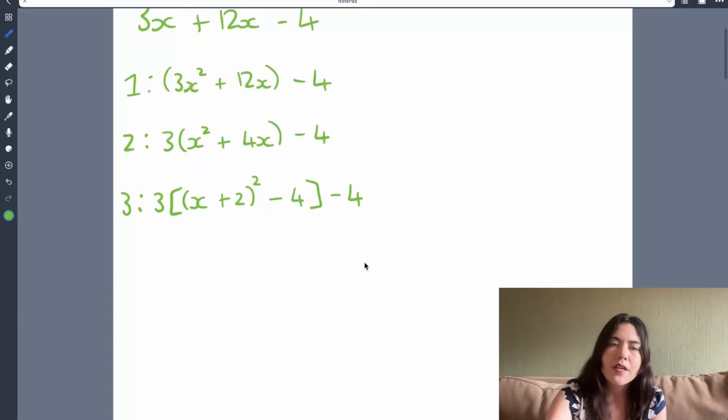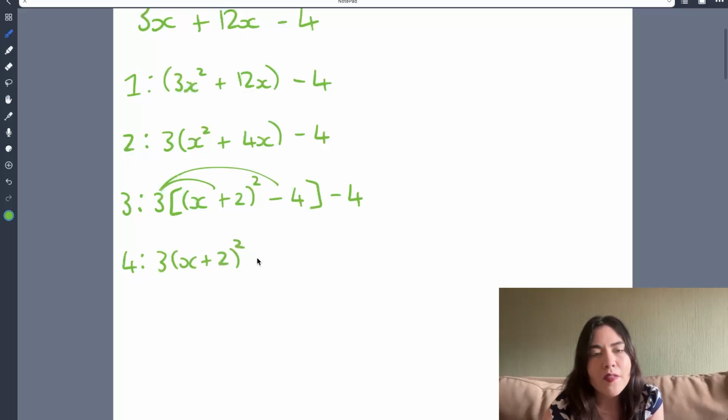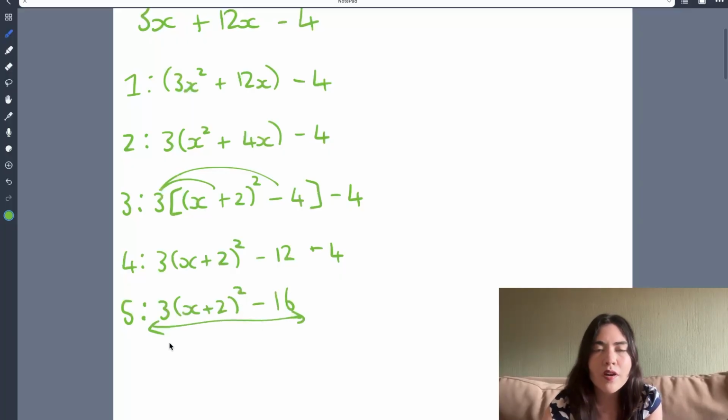All right, now step 4 is to expand the bracket. So we're going to expand the bracket to both terms. Again, don't forget to do that. So we're going to place the 3 in front of the brackets, and then we're going to multiply 3 to 4, which is minus 12 minus 4. And then step 5, or our final step, is to consolidate those numbers at the end, which will end with minus 16. And there's your final answer.